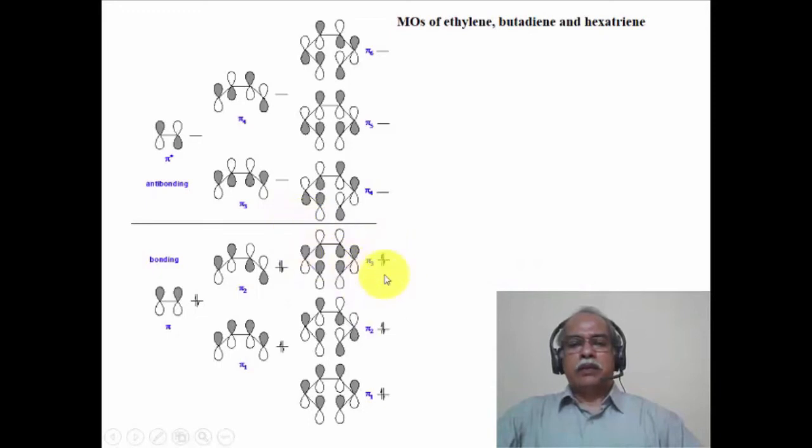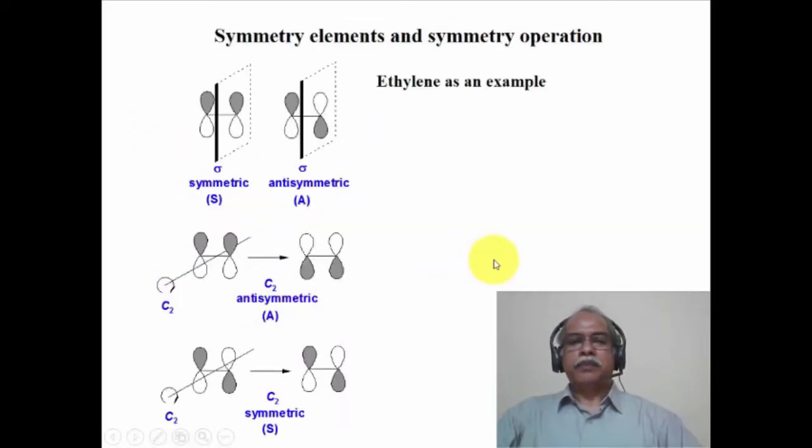So this molecular orbital, pi 3 for example, of the hexatriene is the highest occupied molecular orbital, and pi 4 molecular orbital is the lowest unoccupied molecular orbital. So this is the HOMO of the hexatriene, and this is the LUMO of the hexatriene. Similarly, the pi 2 is the HOMO of butadiene, and pi 3 is the LUMO of the butadiene. Here there are only 2 molecular orbitals, one is occupied, the other one is unoccupied. So this will be the HOMO and this will be the LUMO of the ethylene molecular orbital.